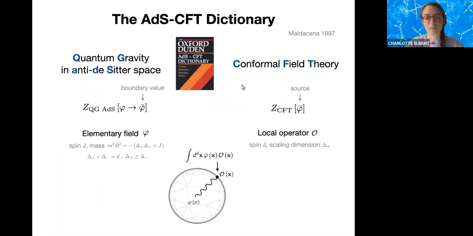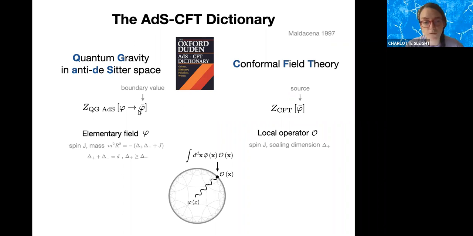And let me review very quickly some bread and butter of the AdS/CFT dictionary, a major part of which was laid down in the early days by Gubser, Klebanov, and Witten. And this essentially boils down to the fact that the AdS/CFT correspondence identifies the generating function of correlators in the conformal field theory with the full partition function of the would-be quantum gravity theory in anti-de Sitter space.